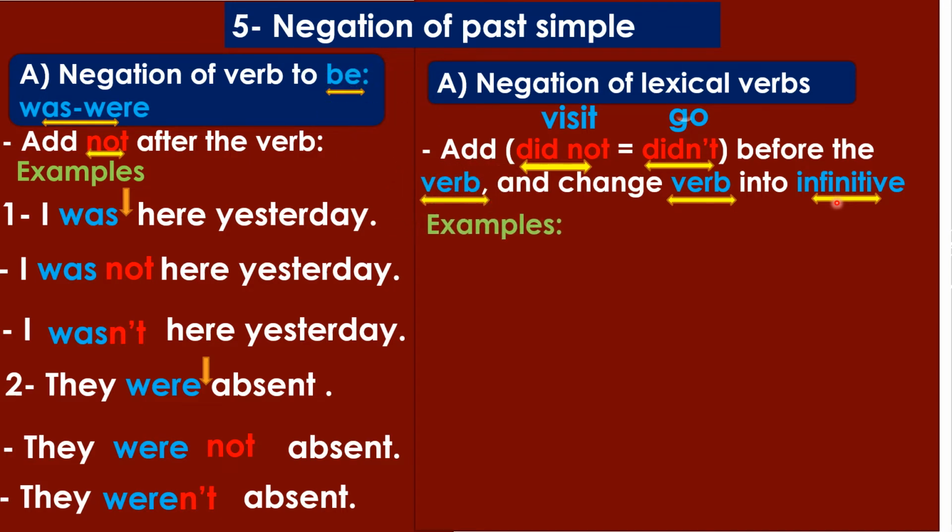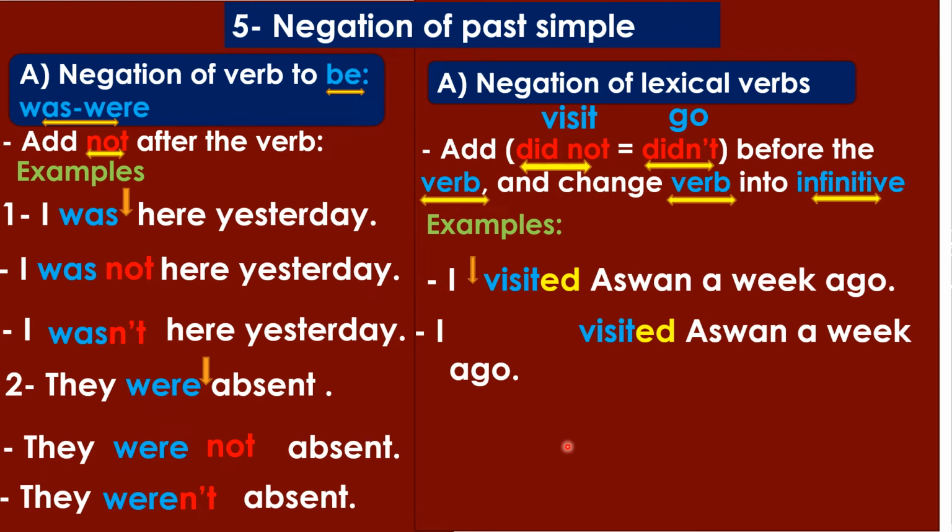Okay, so let's have a look at some examples. Look at this sentence. I visited Aswan a week ago. هنا طبعا أنا زرت أسوان من أسبوع. Visited is the regular verb and it's in the past. It contains ed. So have a look at what I'm going to do. I'm going to put did not or didn't before visited. Have a look. I did not visited Aswan a week ago. Of course, what we're going to do is that we're going to delete the ed.